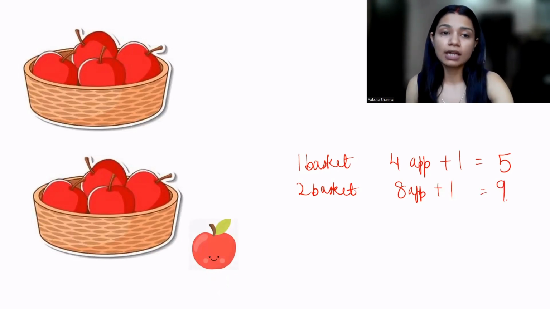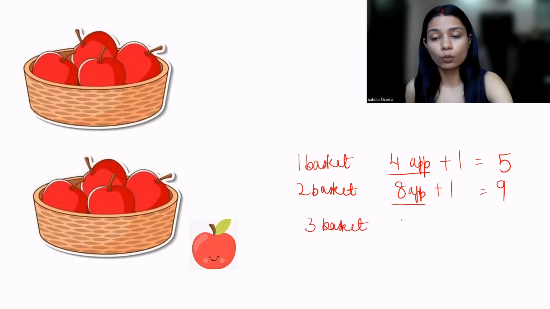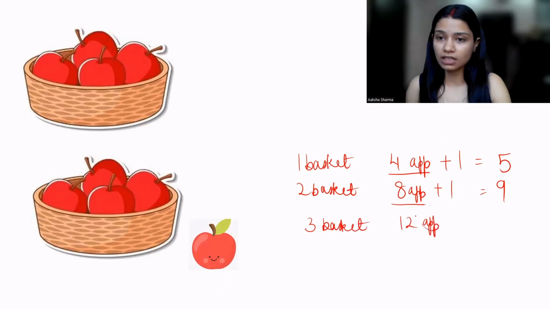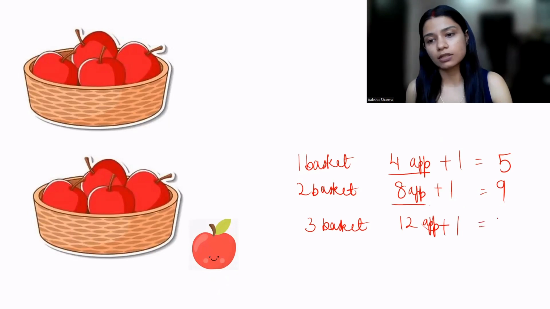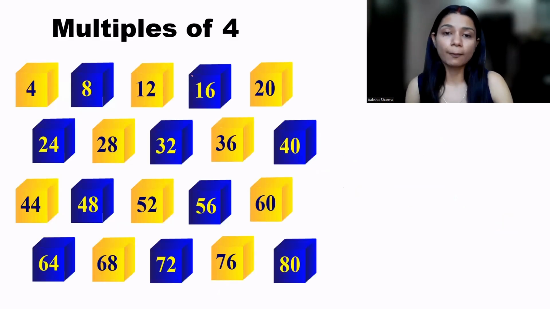So if she's putting those apples into groups of 4, that means we are looking at the table of 4. If there were 3 baskets, the total apples would be 12. 4 times 3, 12. But one extra apple, she is saying that it is left out. That means the total apples will be 13. That means we can say that the number of apples are somewhere in table of 4 plus one extra that is left out.